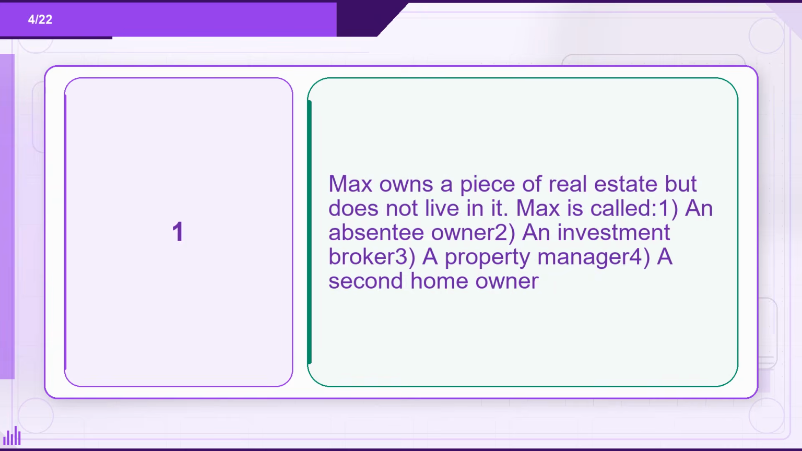Flashcard 4. Term: 1. Definition: Max owns a piece of real estate but does not live in it. Max is called: 1. An absentee owner. 2. An investment broker. 3. A property manager. 4. A second home owner.